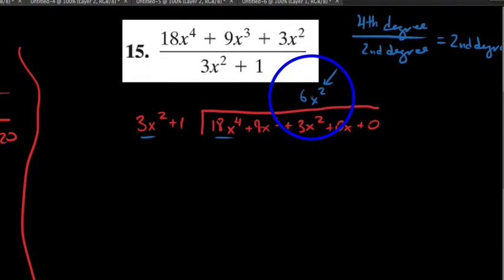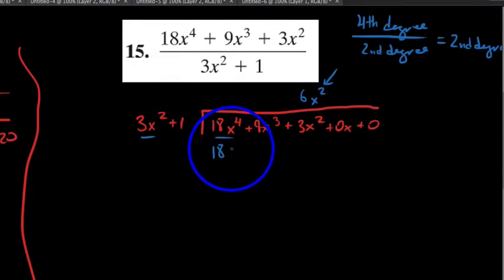Let's go ahead and carry out our multiplication. So 6x squared times all of this, well, definitely we're going to get 18x to the fourth beyond a doubt. But 6x to the second times a positive 1, well, that would be positive 6x to the second. So instantly, I want you to notice something here. I've got a 9x cubed and a 6x squared underneath. There's a problem here, and that problem is essentially this.